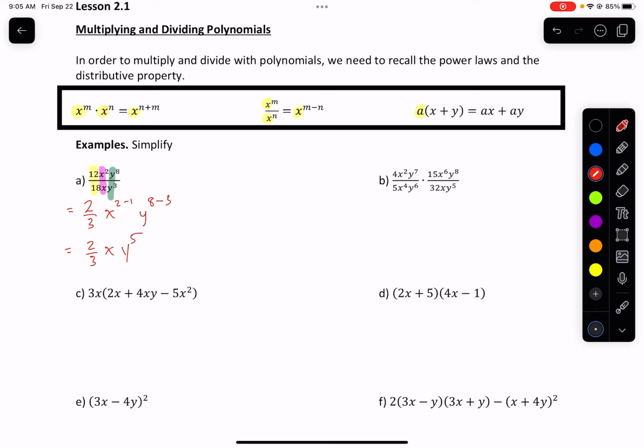I'm using that quotient law in the middle. Bases match. X and y are the two bases. Because they're divided, I'm subtracting the exponents that I see there. That's your simplified expression.